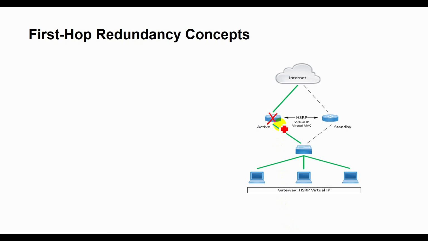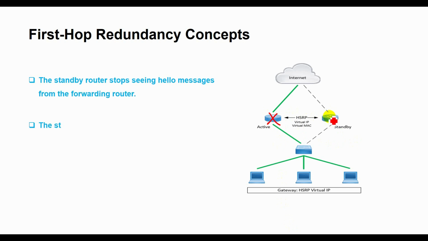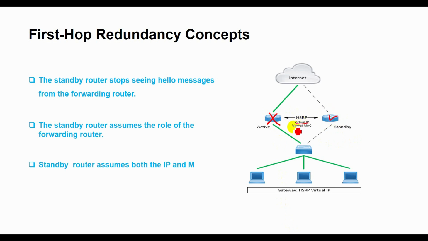When the active router fails, the standby router stops seeing hello messages from the forwarding router, and the standby router assumes the role of the forwarding router. The new forwarding router assumes both the IP and MAC addresses of the virtual router, so the end stations or end devices do not recognize a disruption in service.